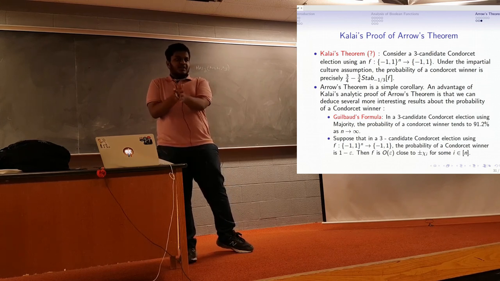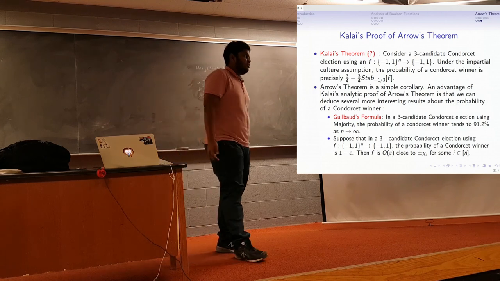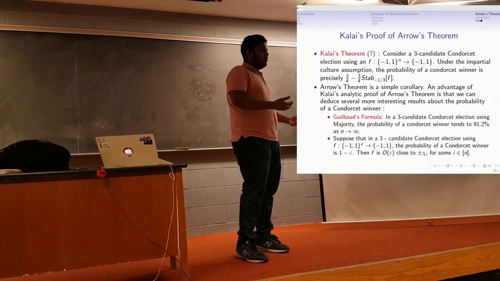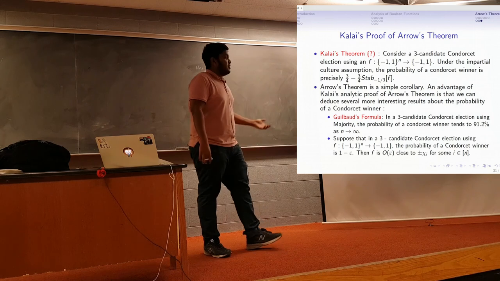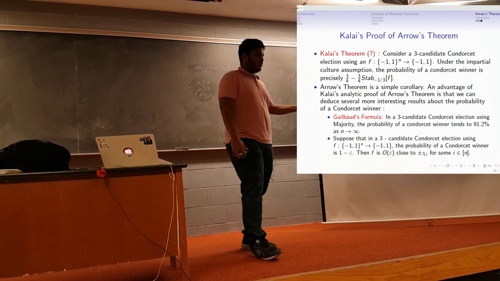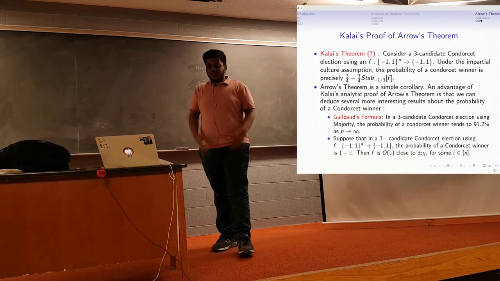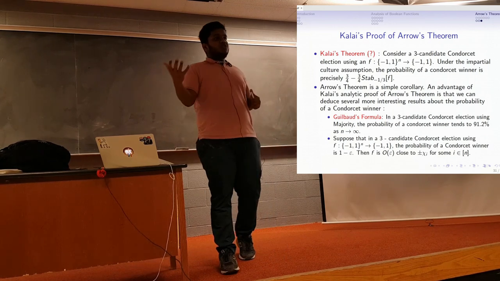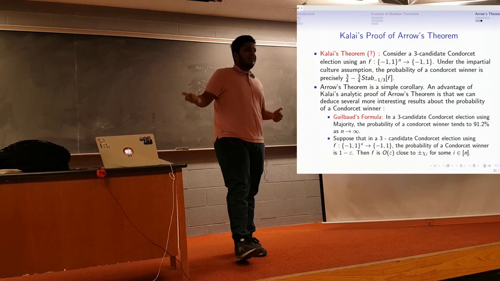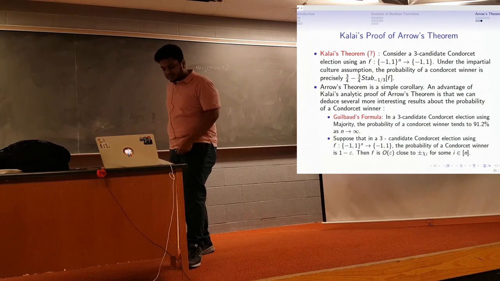And this is, in some sense, much stronger than Arrow's theorem. Arrow's theorem just says the only perfect voting function is dictatorship. This says something much stronger. It says, if you have a function that is really nice and it's giving you a correct outcome most of the time, you're very close to a dictatorship function, which is, again, bad.